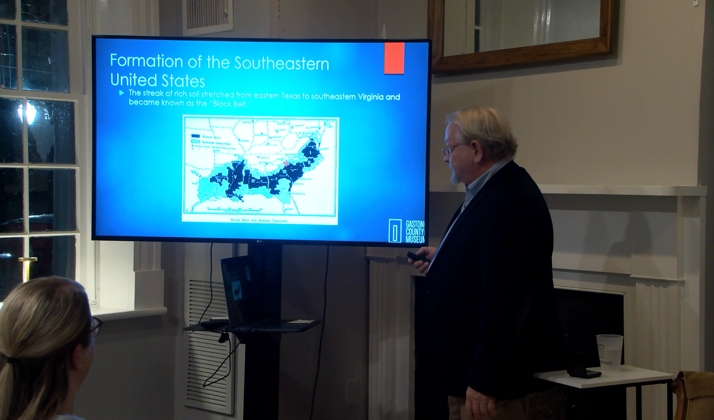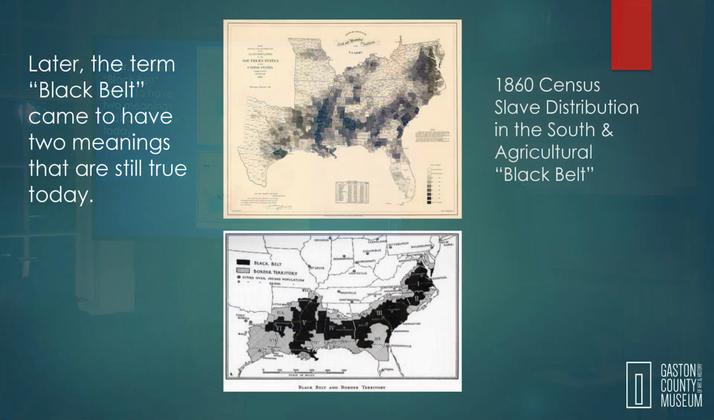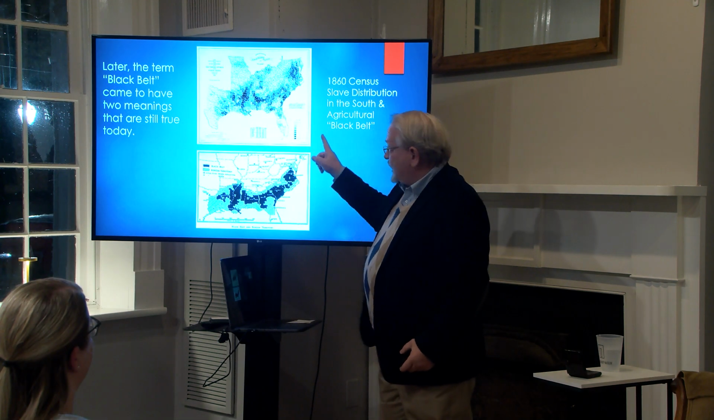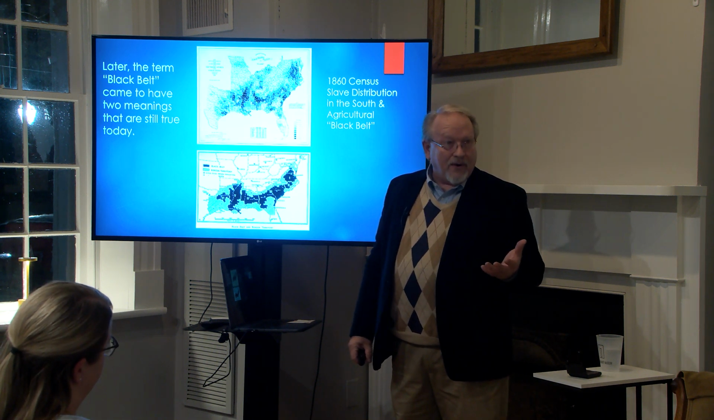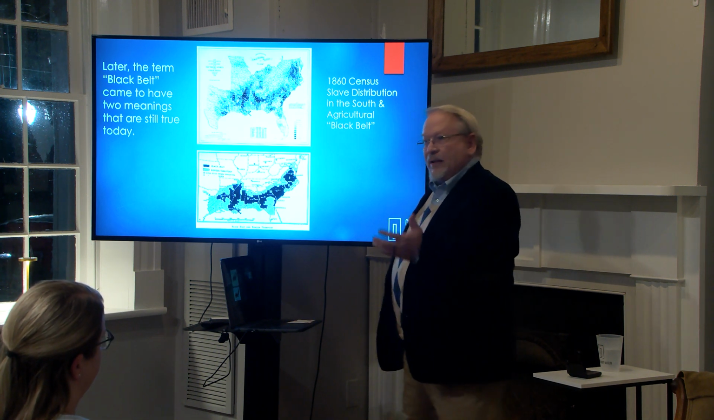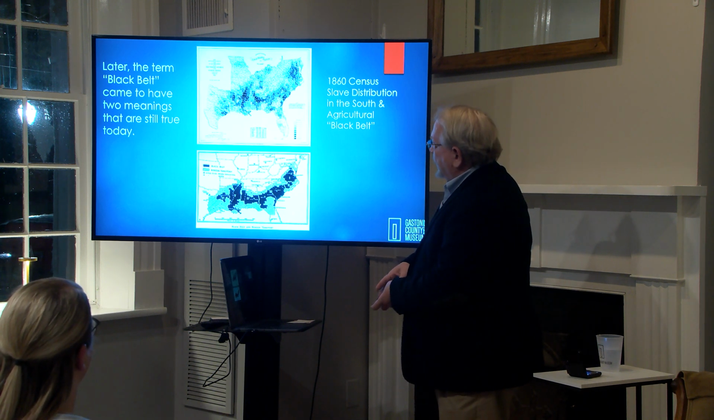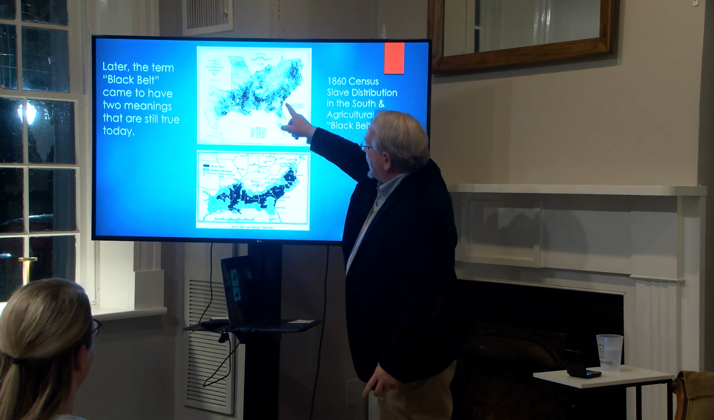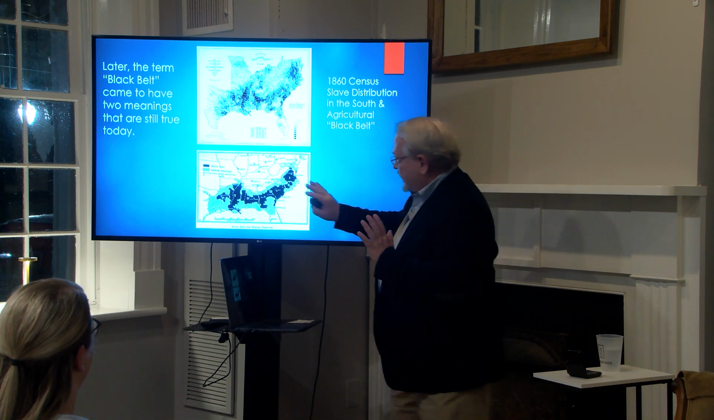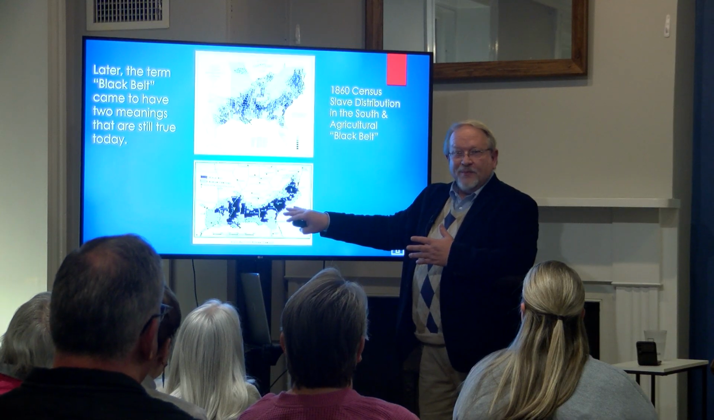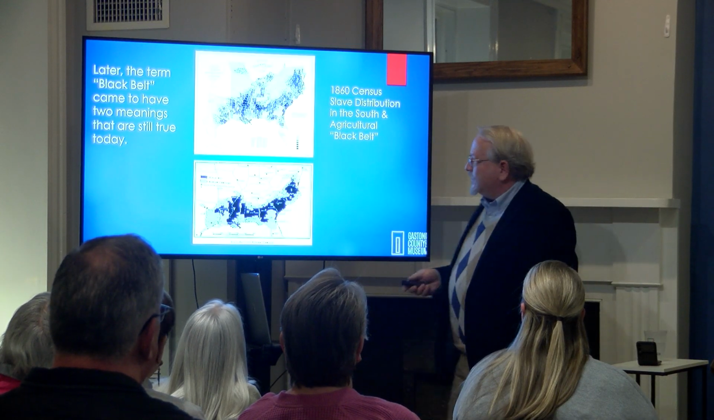Now, unfortunately, the word Black Belt takes on a separate meaning a little later in history. Because also, if you look at the distribution of slaves in the Southeast, it follows that exact same pattern because slaves were typically used on the farms. They were used in the agriculture and plantations and those types of areas and along the ports and things of that nature. So once again, it models that exact same thing, which all started 300 million years ago. So it all plays into the timeline.